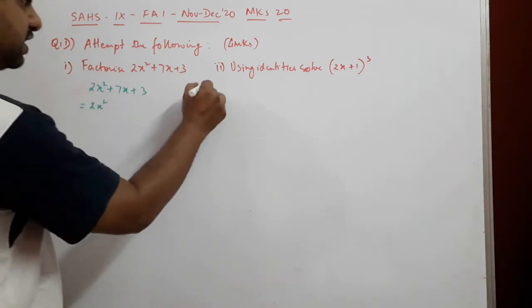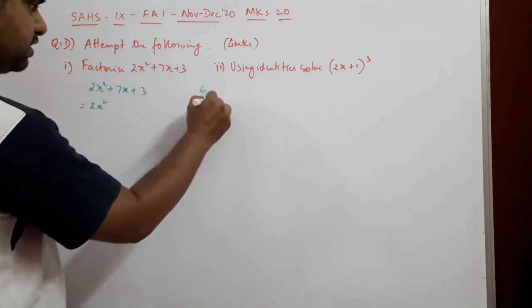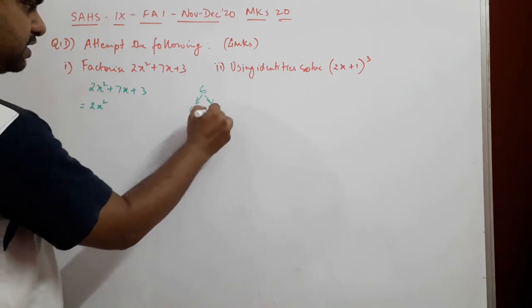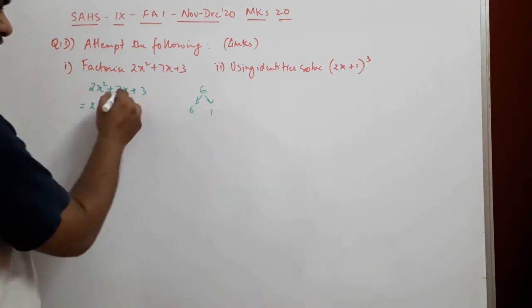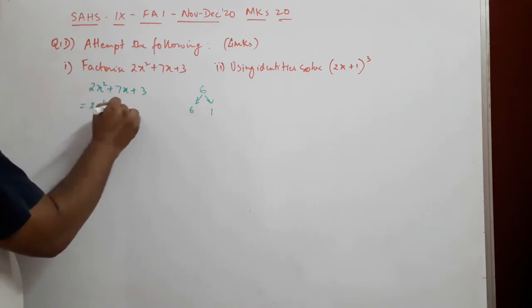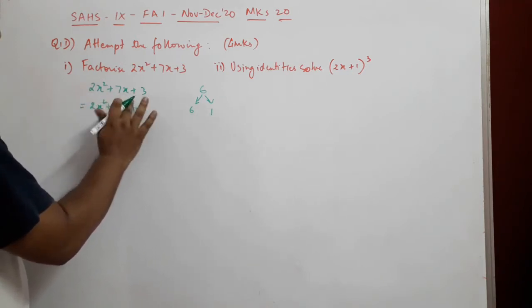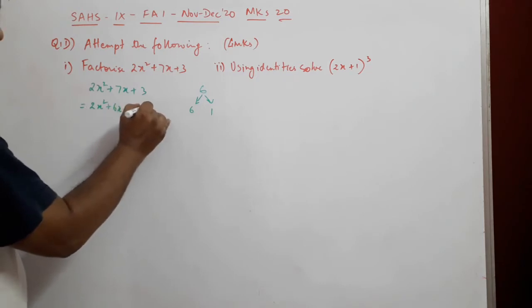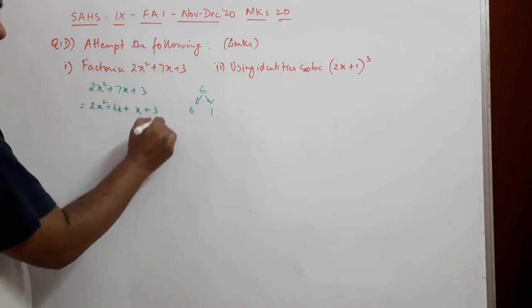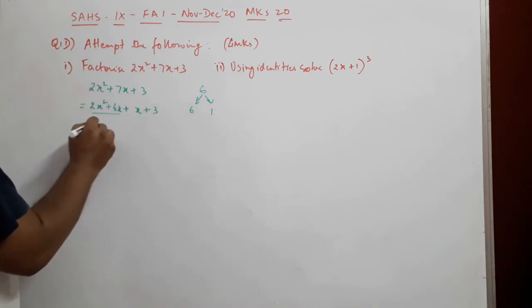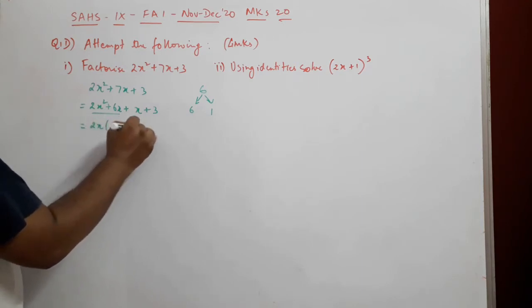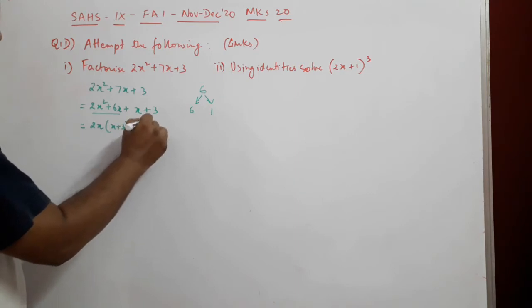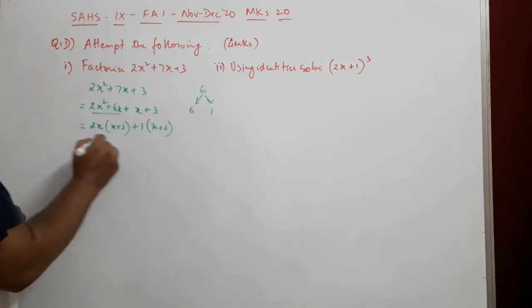And if we have a look, 6 can easily be obtained as 6 into 1, which is 6, and if we add them, 6 plus 1, we get 7. So we'll write 6x plus 1x, and now we take common between the two. We get 2x common, and we are left with x plus 3, and here there is nothing to take common, so we put 1 and we are left with x plus 3 here as well.